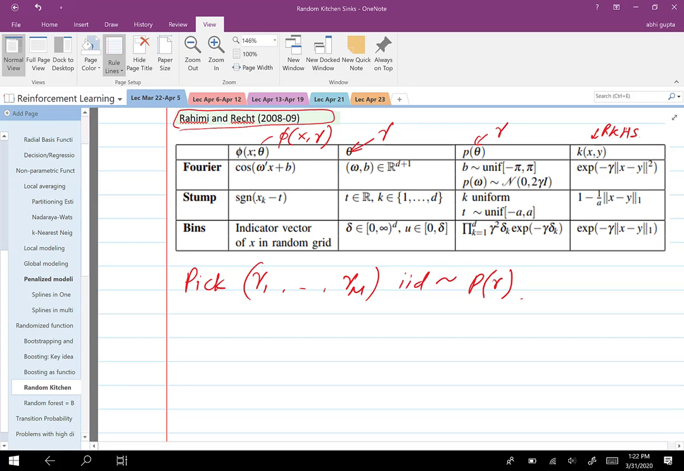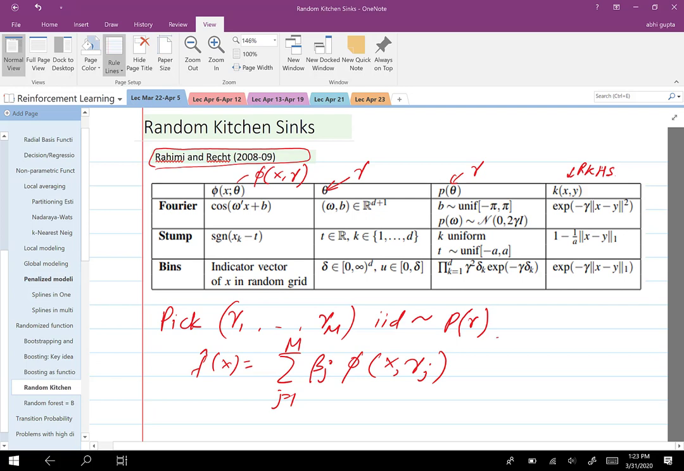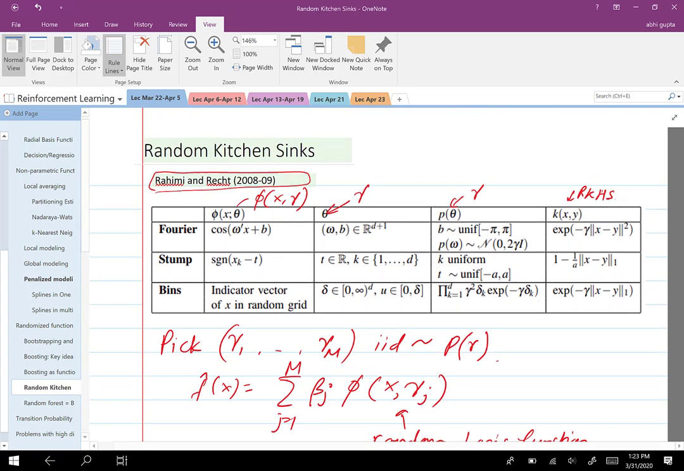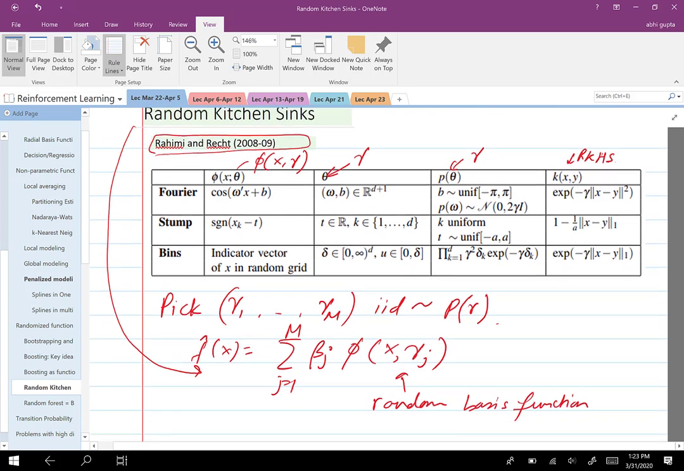And you define your function f hat of x as the summation of beta j phi of x, gamma j, j equals 1 to capital M. The only thing is, in the previous case, in the case of boosting or bagging, you would pick M say equal to 50 or 100, whereas in the case of a random basis function, this basis function is random because the gammas are all random. So these phi functions are random because the gamma j's are random, and this is a sum of random basis functions, so that's why it's called random kitchen sink. I don't know where the kitchen sink came from, but that's what it's called.